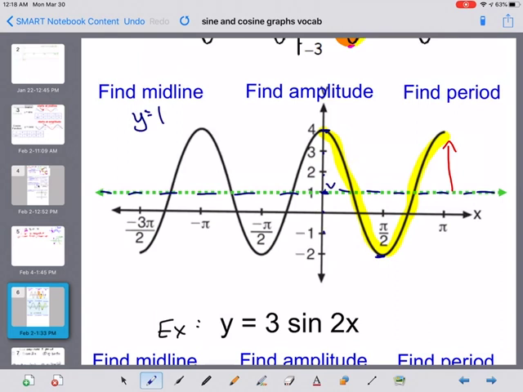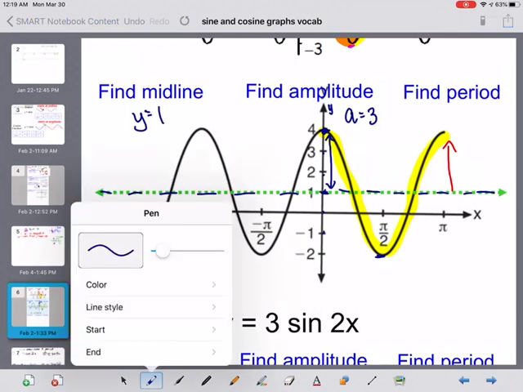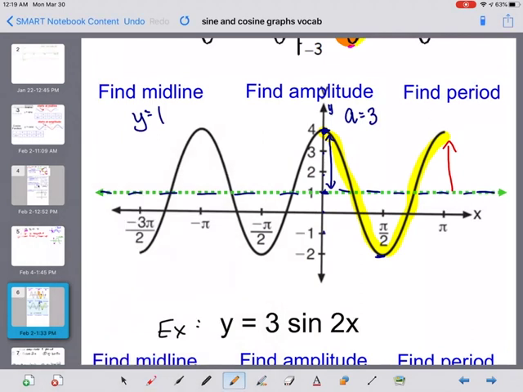Okay. Amplitude goes from the midline to the highest point. That's 3 spaces, so the amplitude is 3. And now for the period. If we look at this one, it is a cosine because it's not starting at the midline, it's starting at the amplitude right here on the y-axis. So we look at 1 full cycle, and a full cycle ends where it started. I started at the top, I end at the top, and I look to see where that's at, and that's at pi. So again, our period is pi.